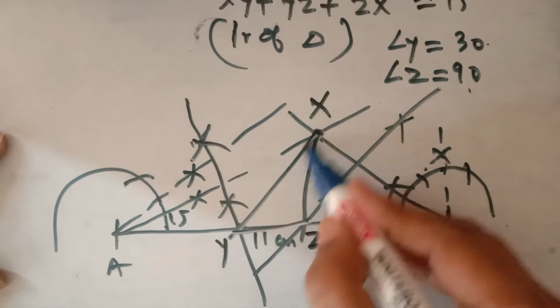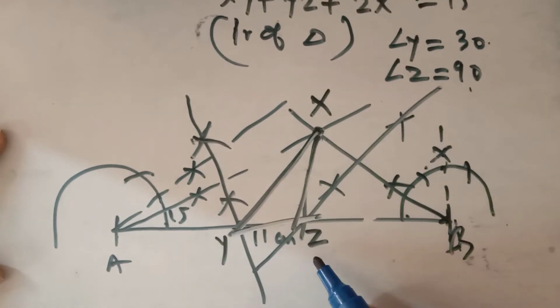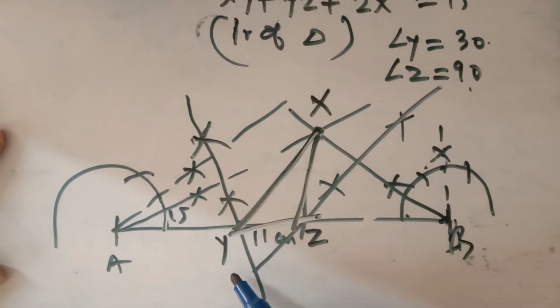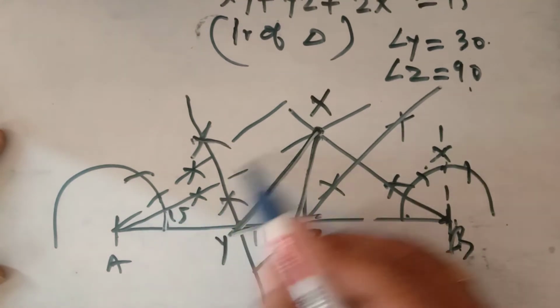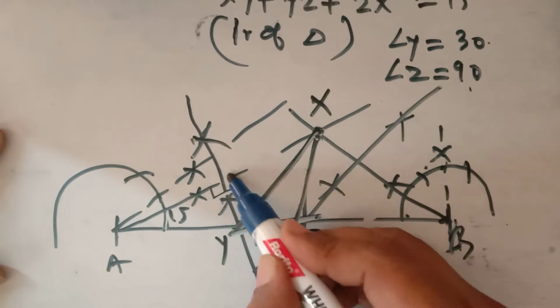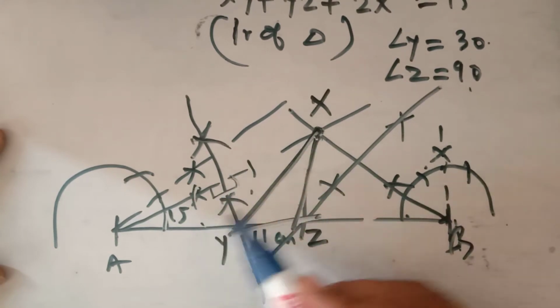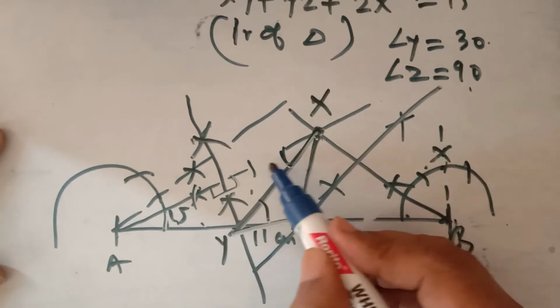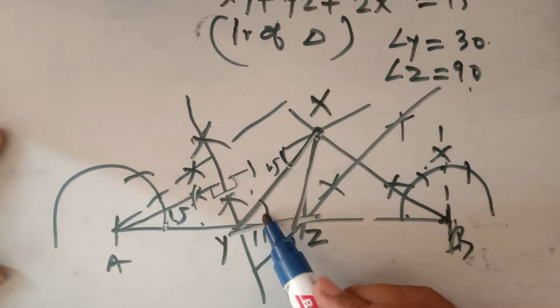So this is the required triangle. Why it is a required triangle? Because this angle is 15 and this is the perpendicular bisector of this. So 90 degree bisect, these two triangles are congruent, and this is equal to 15, angle opposite to equal side, and this angle will be the sum of these two angles, which is equal to 30.